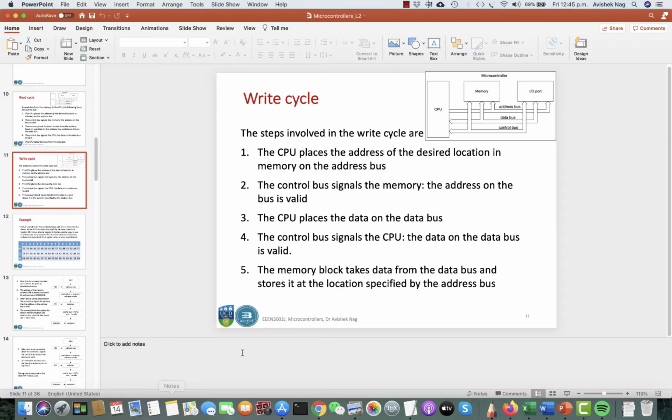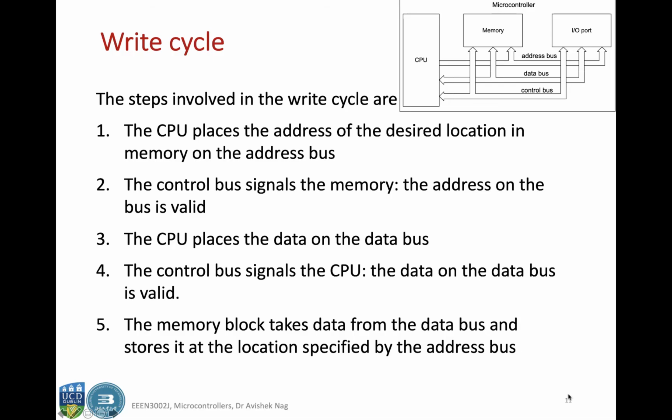Okay, so let's proceed. So we saw the read cycle. Now let's go through the write cycle. So here the steps involved are: first, the CPU places the address of the desired location in the memory on the address bus. So this step is the same whether you are trying to read from a location or write to a location. You have to first identify the address. So that is the first step here, and then the control bus signals the memory whether the address is valid or not.